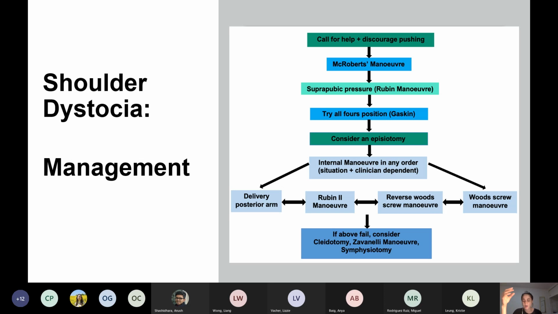And you need to try and avoid downward traction of the head. As we said before, that causes Erb's palsy. So you shouldn't pull on the head because that will cause damage. So you don't want to pull on the head, and you don't want the mother to keep pushing.